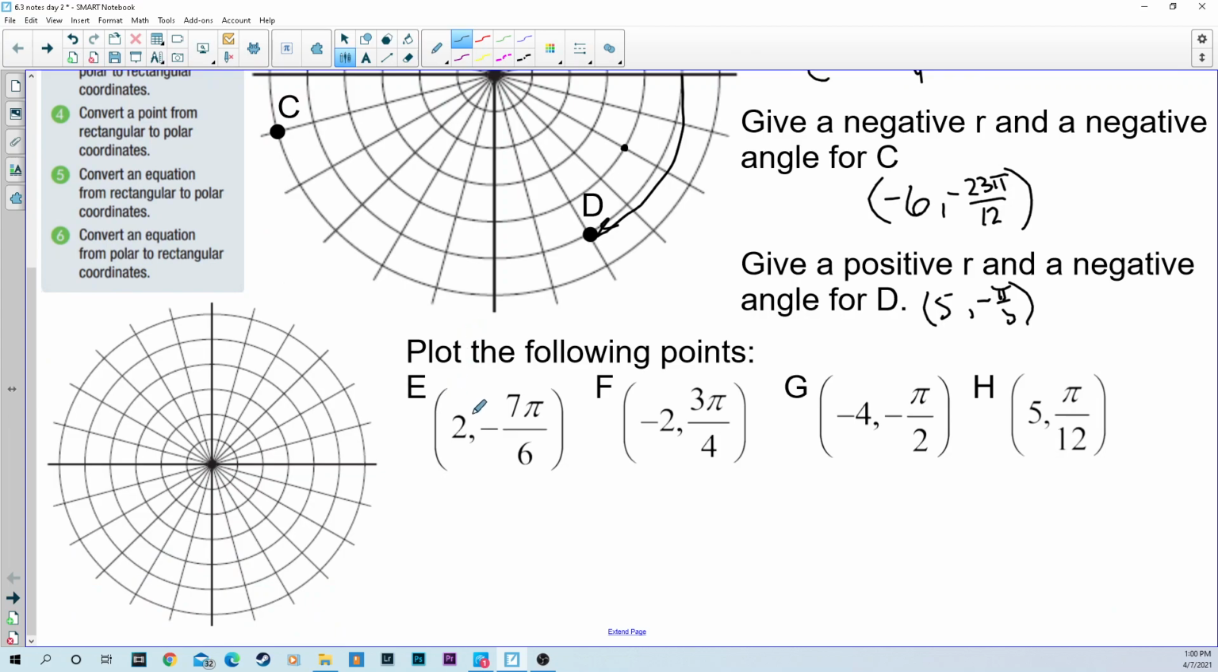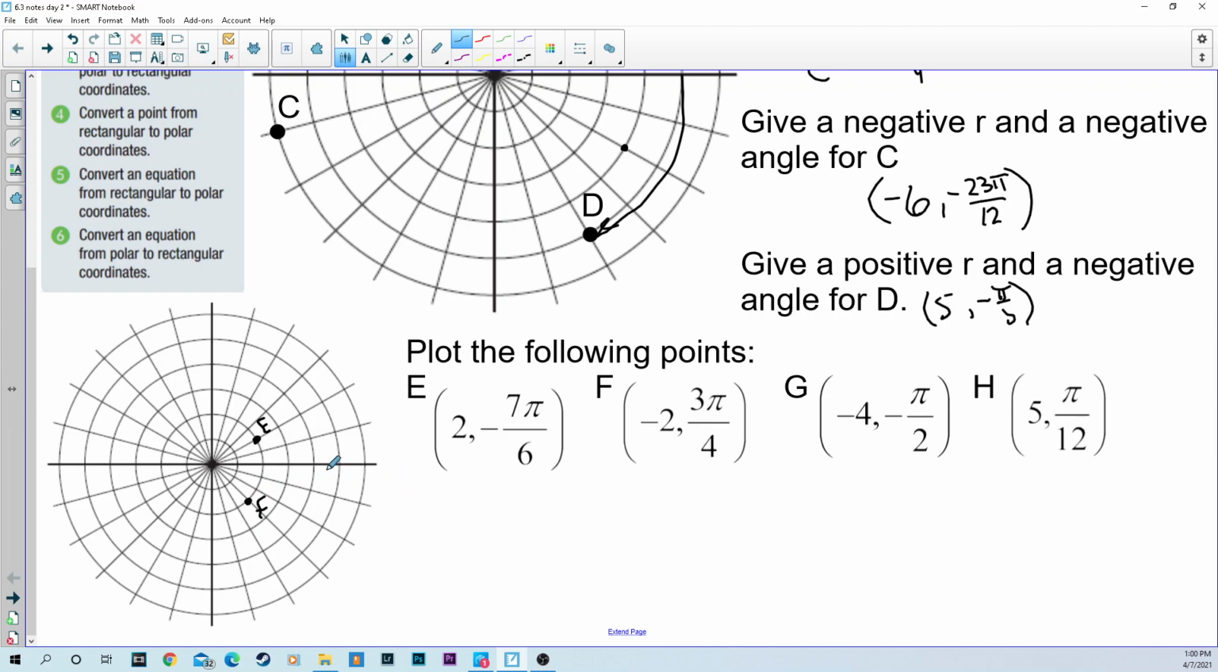Plot the following points. Radius of 2, angle of negative 7 pi over 6. So negative 7 pi over 6 is almost all the way around, which is about right there. So that's point E. Point F is 3 pi over 4. So here's 3 pi over 4, but with a negative 2. So we're going to go back 1, 2. That's right there. That's point F.